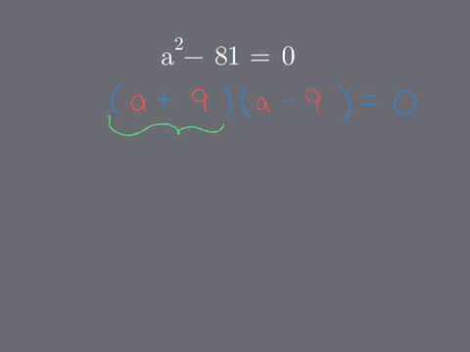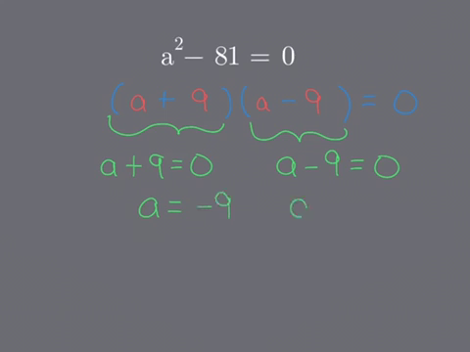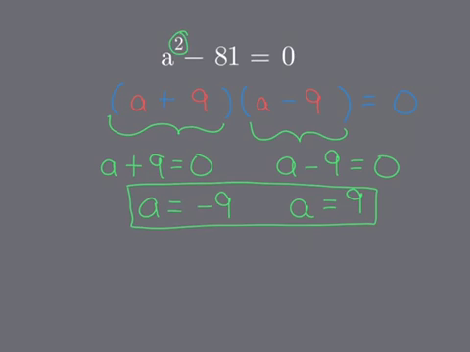So again, here are the two things we're multiplying together, so one of them has to be the 0. Either the a plus 9 is the 0 or the a minus 9 is the 0. If we solve this one, we get a is negative 9, and if we solve this one, we get a is positive 9. So again, because we started with an a squared, we knew we were going to get two solutions.